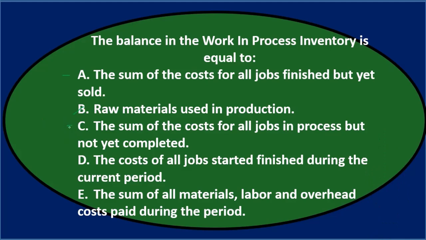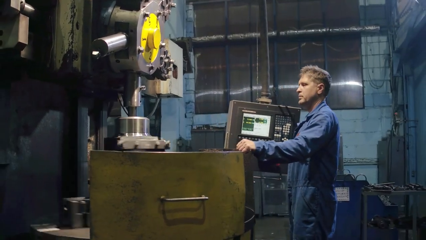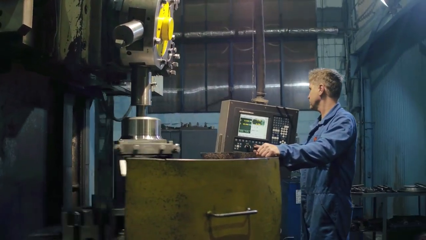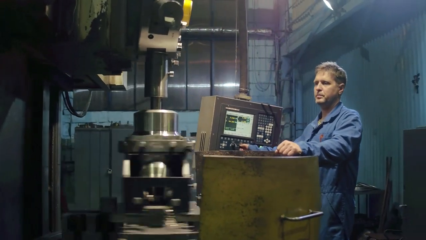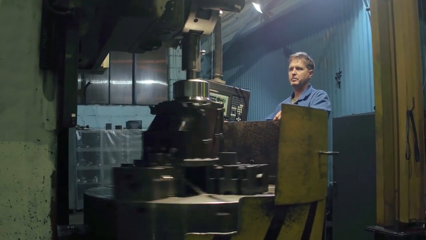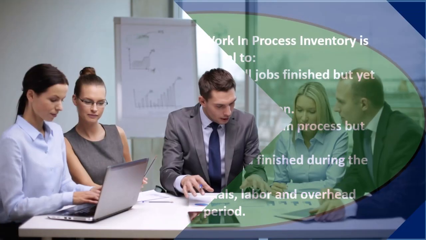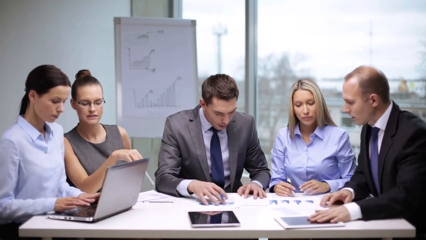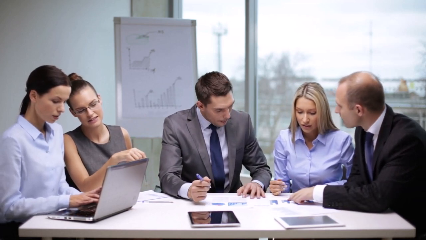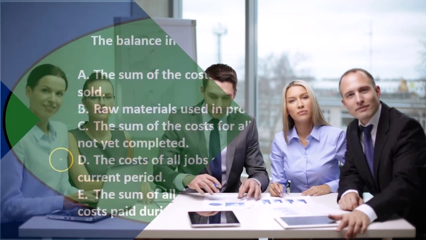D says the costs of all jobs started, I think it should be and finished, during the current period. So the sum of the jobs that were both started and finished. Now this might ring a bell if you looked at a process cost system, like a first in, first out process cost system. But it's not really something we do in a job cost. Whether it was started and finished during the same time period doesn't necessarily tie out to the work in process. It's a permanent account, work in process, a balance sheet account.